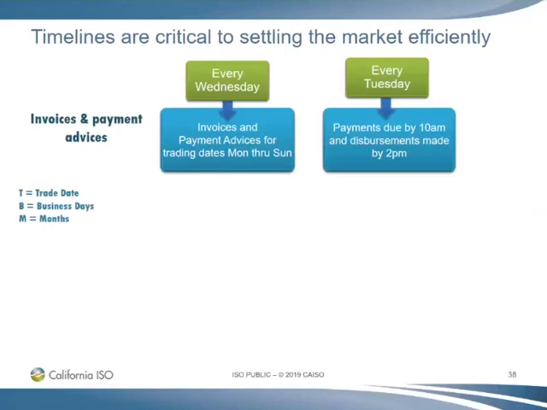Invoices or payment advices for market transactions are published weekly on Wednesdays and include market transactions from trading days Monday through Sunday of the previous week. Invoices are due for payment by 10 a.m. on the following Tuesday. Payment advices are then dispersed as applicable at 2 p.m. that same Tuesday afternoon. As the ISO is a not-for-profit organization, all the money that comes into the market gets dispersed back out into the market, with the exception of our grid management charges, or GMC, that cover specified operating costs.